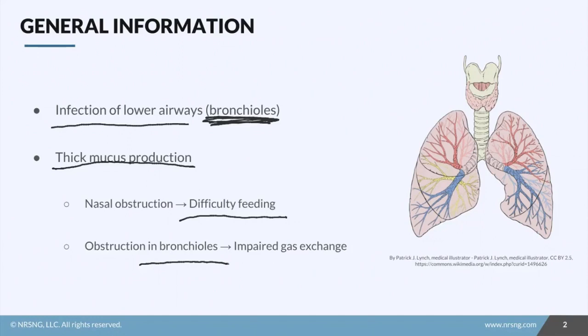So let's just pause really quickly to remember a little bit about the lungs. The bronchioles are these very small little airways that extend off the bronchi and the bronchus. At the end of all of those bronchioles are millions and millions of teeny tiny little alveoli. The alveoli are often referred to as tiny air sacs, and this is actually where all of the gas exchange is happening. So when there's mucus blocking the way of all of that happening, you can get really compromised air exchange.